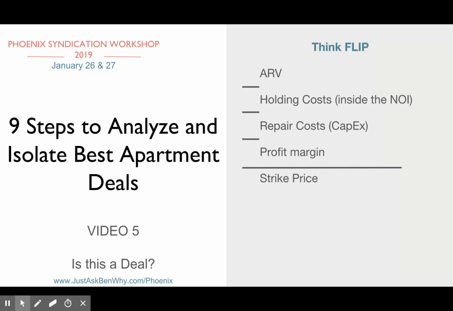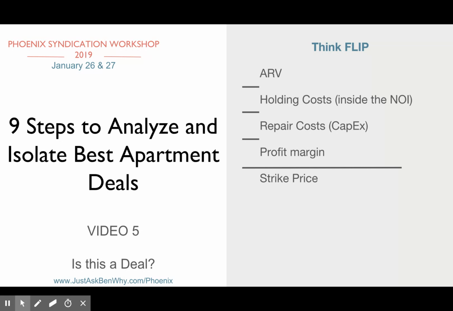If you come, as you should, you will leave knowing more about multifamily than 99.9% of the people buying multifamily. Forget everybody else. But this is the basic formula.